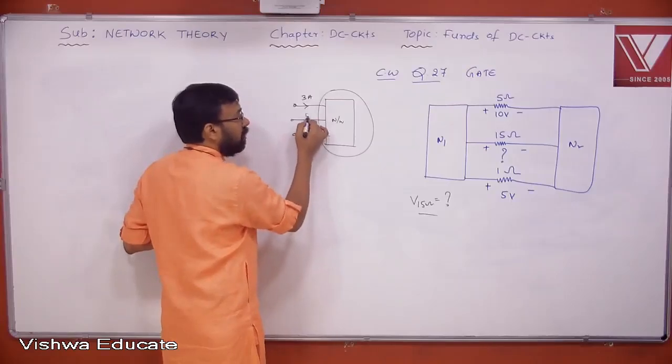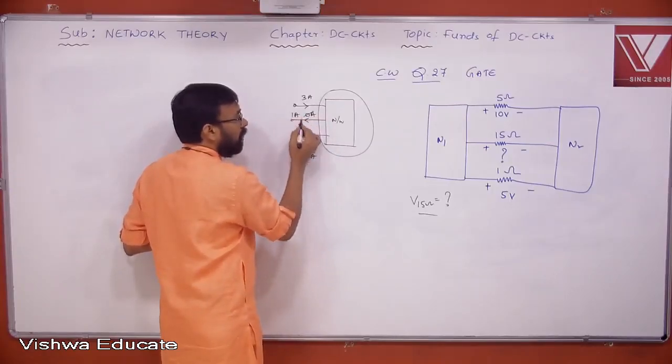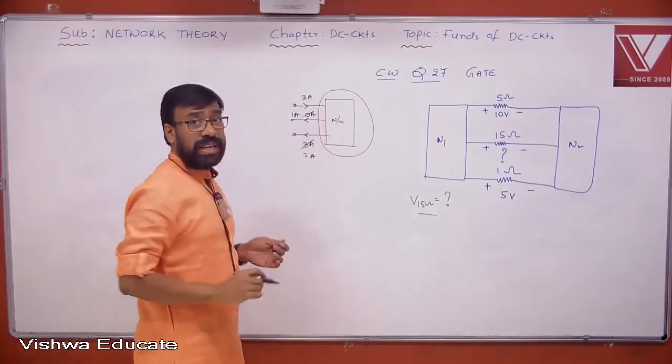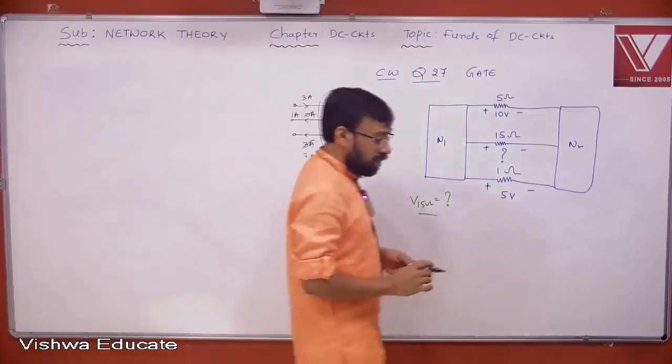This is 0 ampere. Now suppose this is 2 ampere, then this is going to be what? 1 ampere. 3 amperes is entering, 1 plus 2, 3 amperes is leaving, therefore the KCL is satisfied. Yes or no here? Therefore let us do the same thing here also.